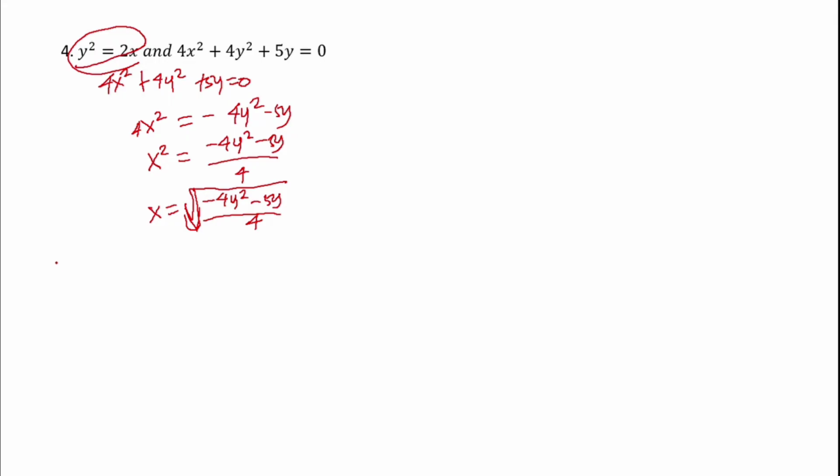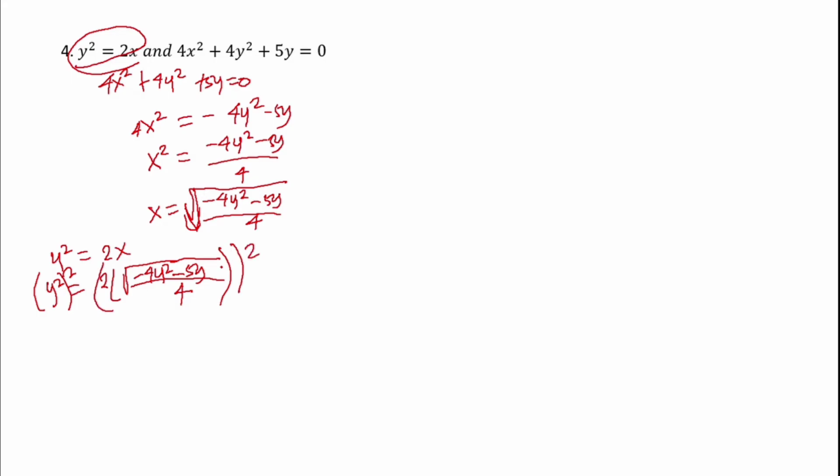Okay, so y squared is equal to 2x. We have to substitute for the value for x. y squared is equal to 2 times the square root of negative 4y squared minus 5y over 4. In order for us to get rid of the square root, we have to square both sides, by our algebra. So y raised to 4 is equal to 4 times negative 4y squared minus 5y over 4.